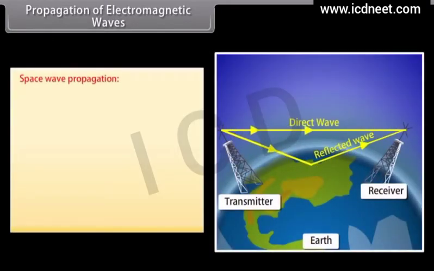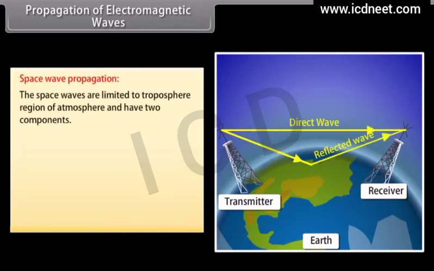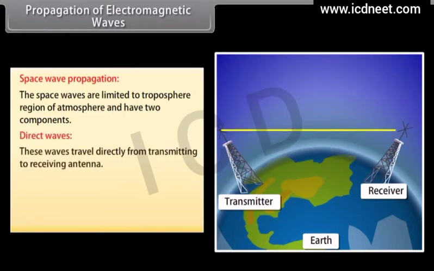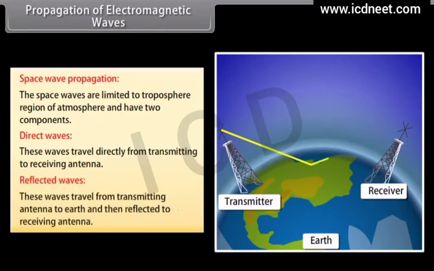Space wave propagation. The space waves are limited to the troposphere region of the atmosphere and have two components. Direct waves: these waves travel directly from the transmitting to the receiving antenna. Reflected waves: these waves travel from the transmitting antenna to Earth and are then reflected to the receiving antenna.